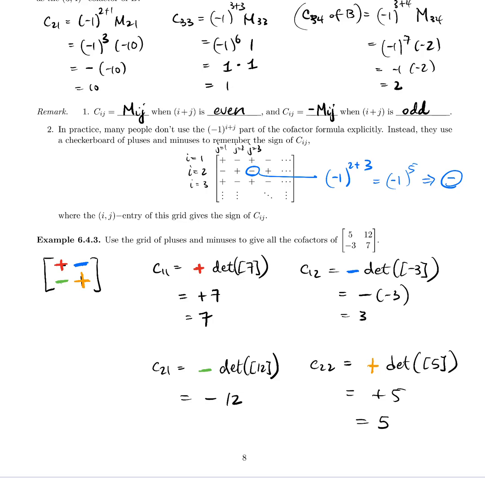So there are the cofactors, and there's the grid of pluses and minuses. We're going to use these cofactors now to do what is called cofactor expansion in the upcoming videos, and then get eventually to the general definition of the determinant using these cofactors.